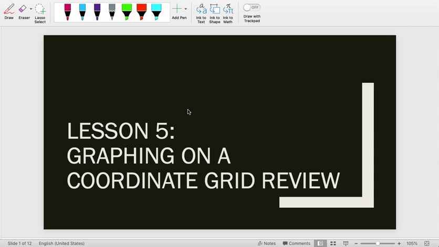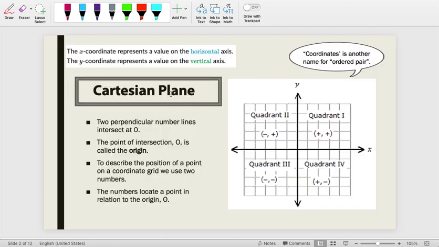This off, we're just going to review lesson 5, graphing on a coordinate grid. Kind of very, I don't want to say easy, but some basic stuff. We're just kind of moving on. We're introducing graphing and patterning today. That's really what the lesson is about. So this is just a review.